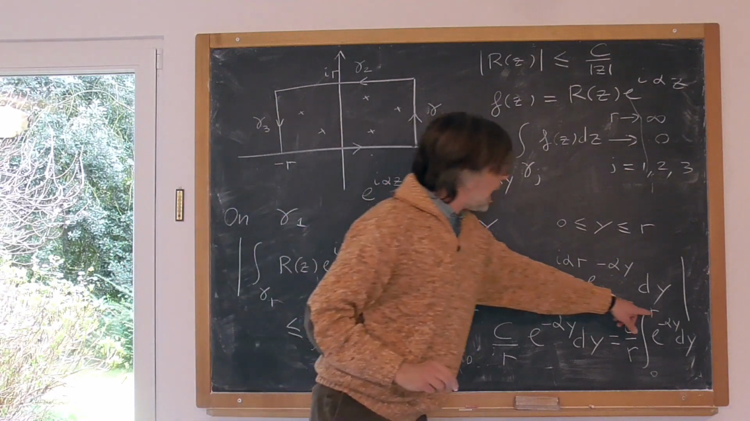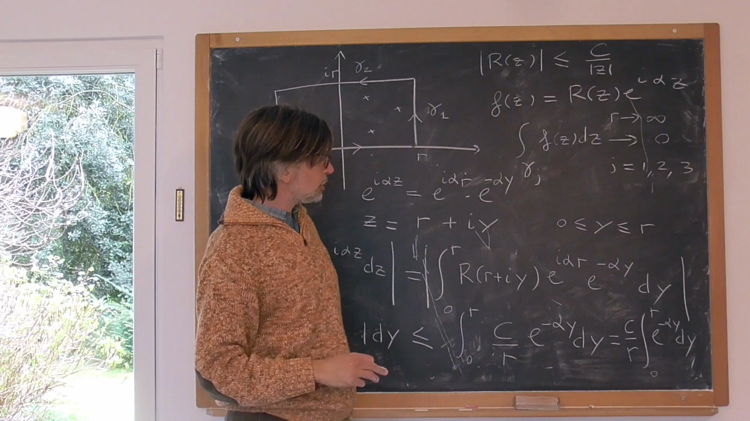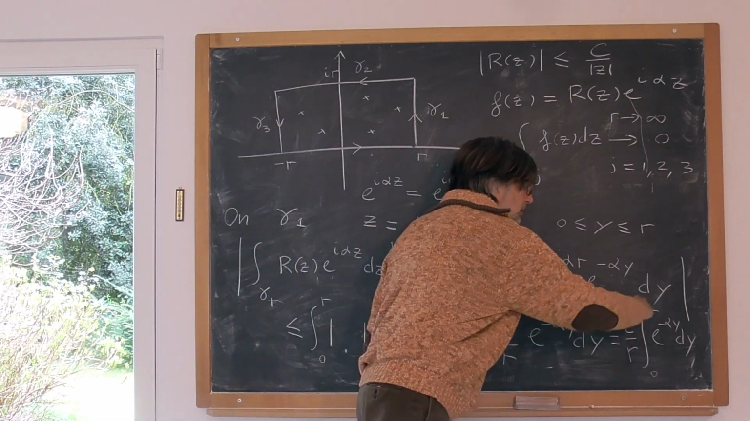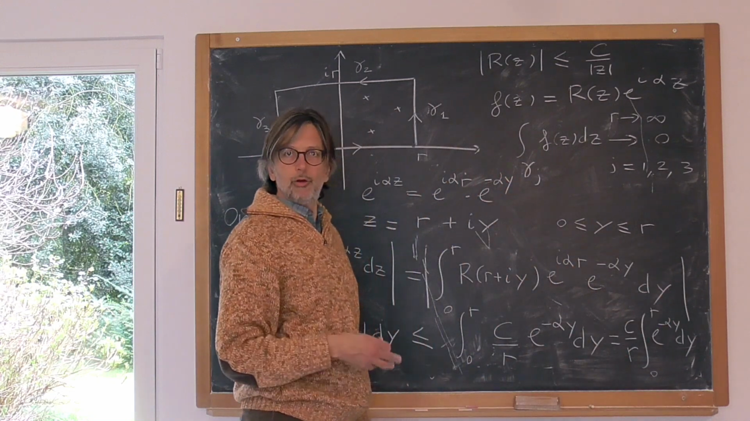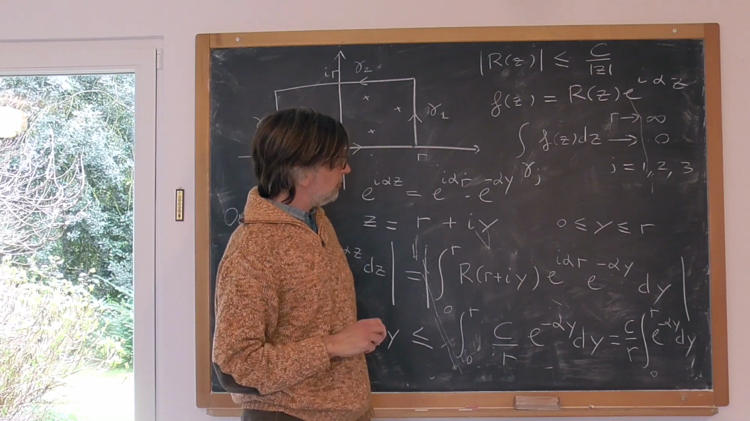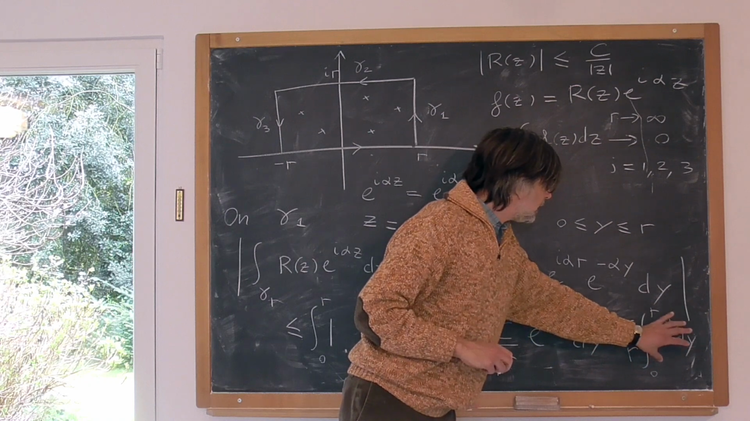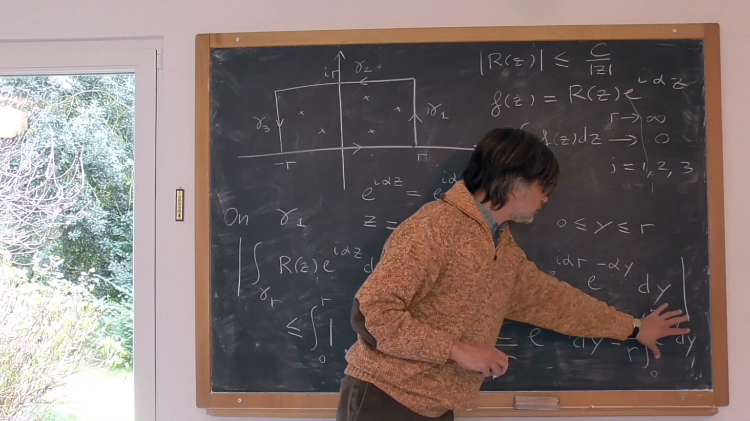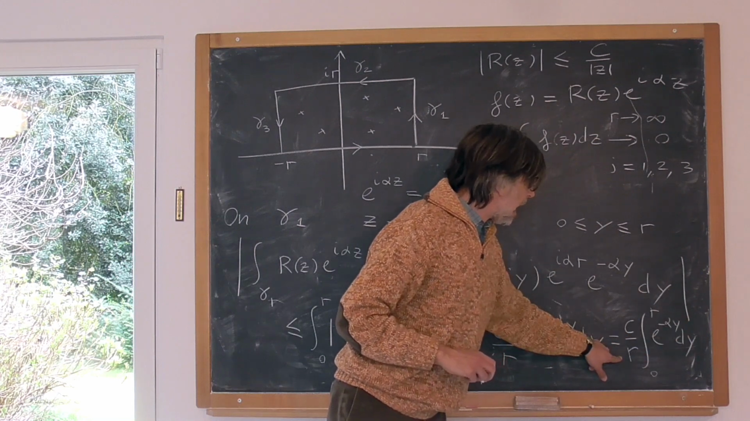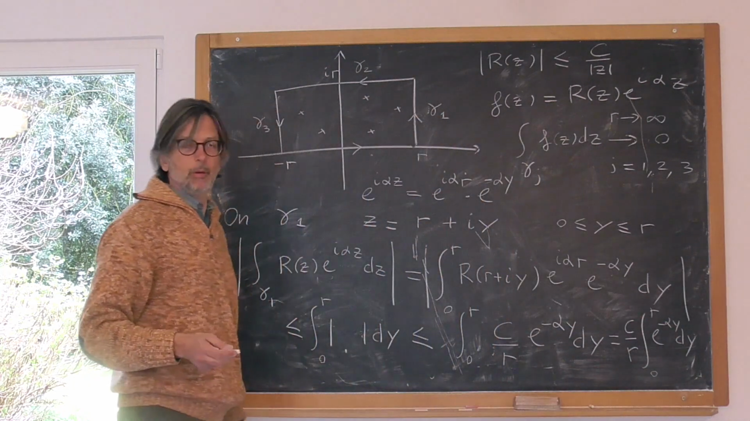Now this alpha is positive, so this function is going to 0 exponentially for y converging to infinity. So this improper integral from 0 to r converges for r going to infinity. So this will converge, so we can also compute what it is. It converges to 1 over alpha, but c divided by r goes to 0. So altogether this part goes to 0.